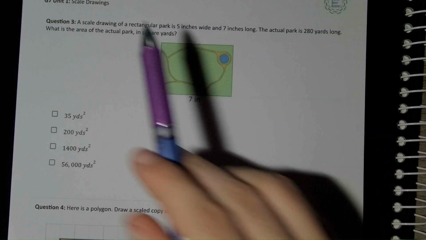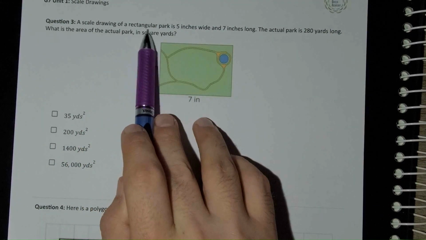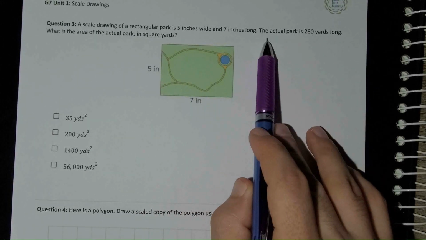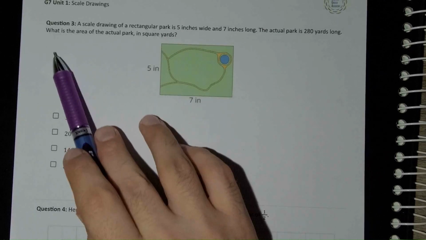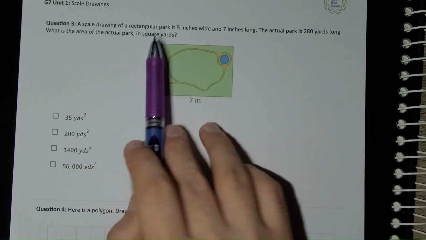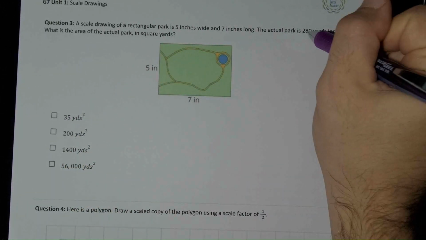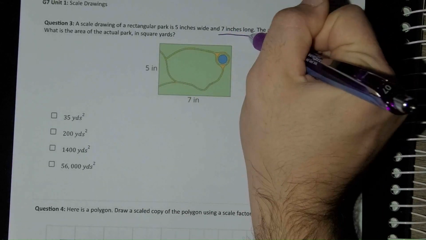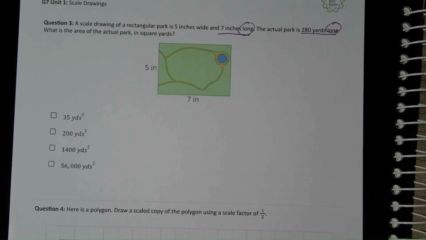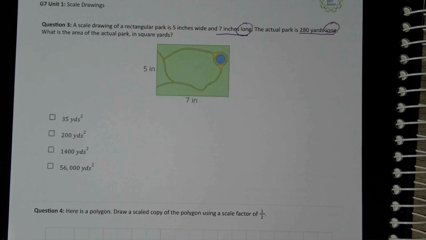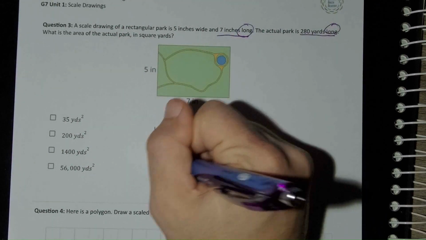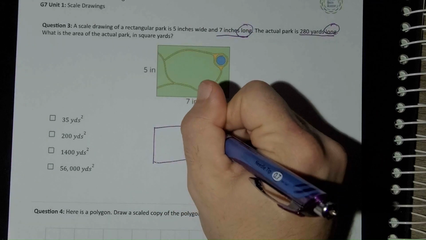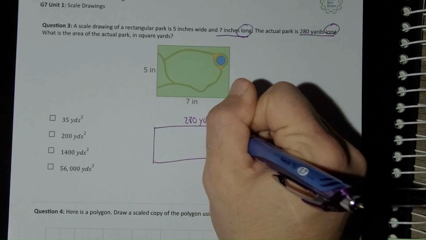All right, let's go to our next question. Here it says a scale drawing of a rectangle park is 5 inches by 7 inches long. The actual park is 280 yards long. What is the area of the actual park in square yards? And so what's important here is that we have 280 yards long, and we're told that the scale is 7 inches long. And so to conceptualize this, we can just draw kind of what the actual park would be and do 280 yards long.